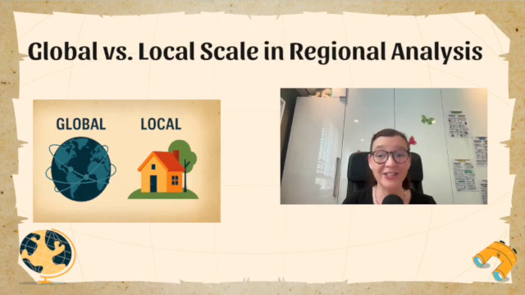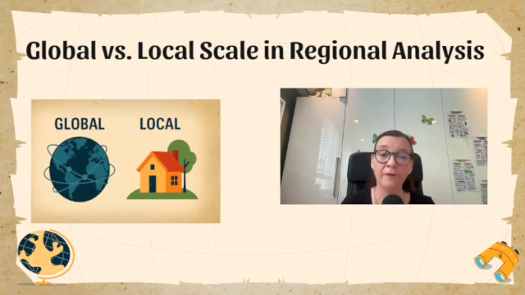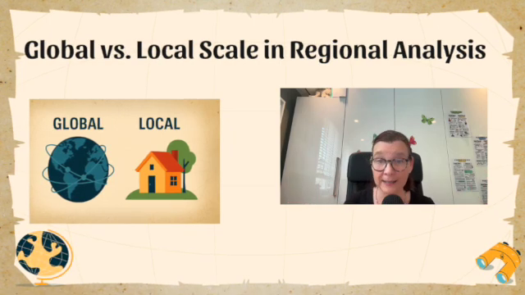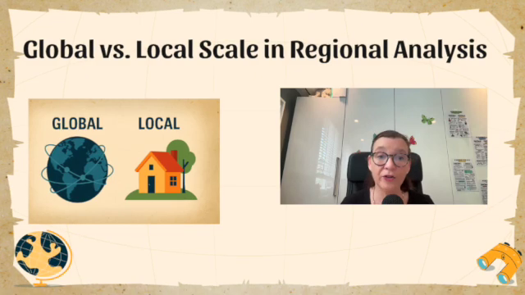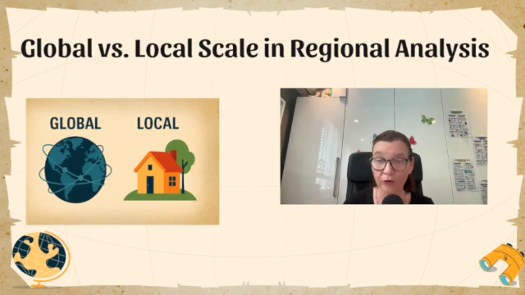Okay, so now we know about the regions. Let's talk about how scale, whether global or local, changes the way geographers analyze regions. At the global scale, geographers examine big patterns and trends across the entire world. For example, the tropical climate region spans South America, Africa, and Southeast Asia. At this scale, you're going to see the big picture, things like climate zones, trade routes, or world religions.